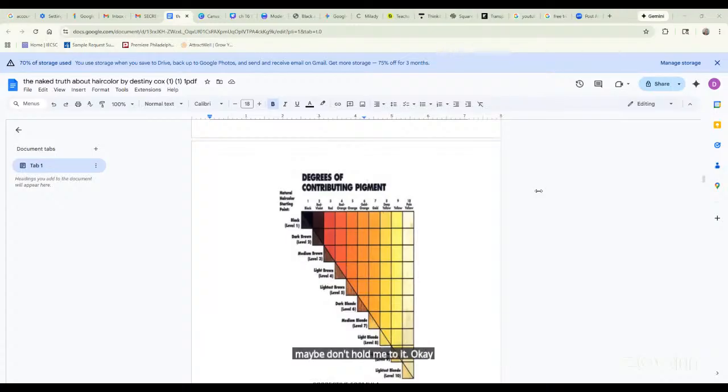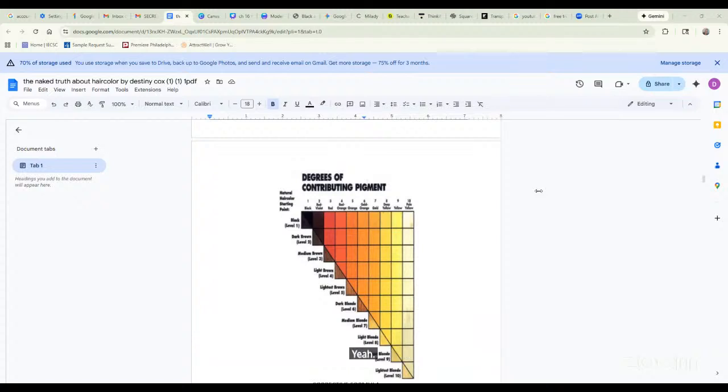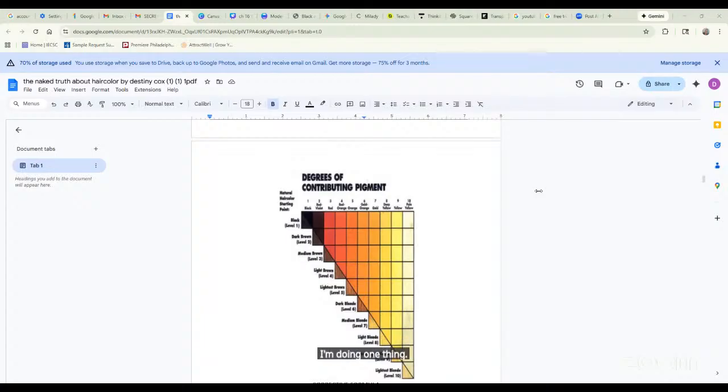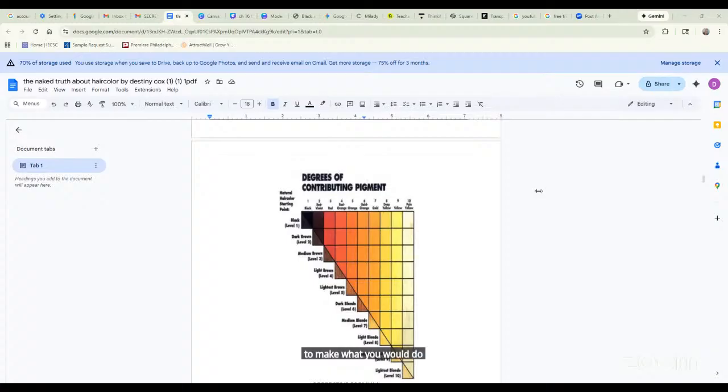So the client is going to pay per hour. So we're going to have a base pay, maybe $100, and then they're going to pay per hour. This client will probably end up paying $450, $500 before they leave. You gotta be like, Miss Cox, really? Yes. The color world on the other side, y'all, this is why people just only do hair color, because you can get paid just simply by using your brain and doing one thing. And think about how many heads you would have to slay to make what you would do with one person with hair color.